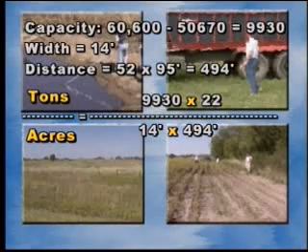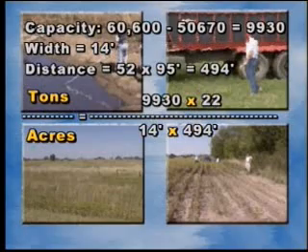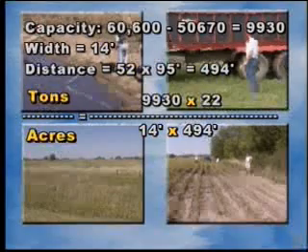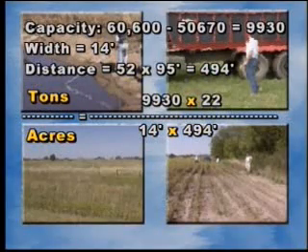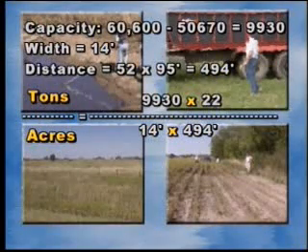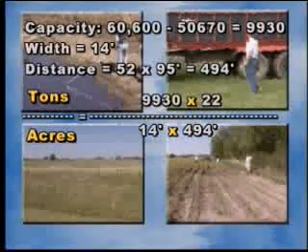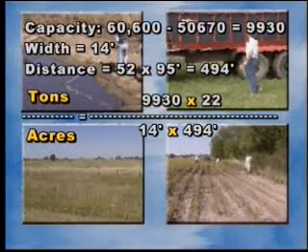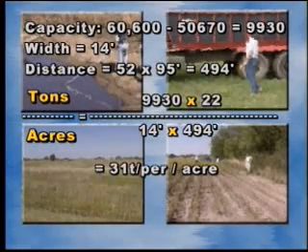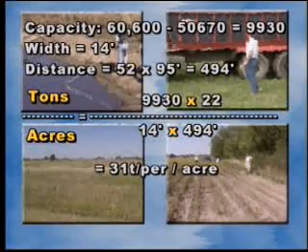So we can do that here quickly. We've got 9,930 pounds times the 22, and we divide that by width, which is 14 feet, and the distance traveled, 494, and I believe that comes up to roughly 31 tons per acre that we estimate we've spread today.